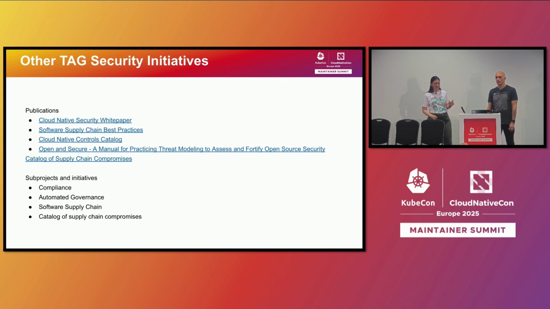The security assessment process has actually been used not just within tag security, but there are folks in the Kubernetes project, as well as in the OpenSSF, who are using a similar version, and so these documents help share those practices with the world in the spirit of open source. We also have various sub-projects and initiatives that focus on some of these areas, doing smaller things, helping projects as stuff comes up in the areas of compliance, automated governance, and software supply chain. Especially, we maintain a catalog of software supply chain compromises. It's not a complete catalog, but it gives an idea of the types of compromises in the space.